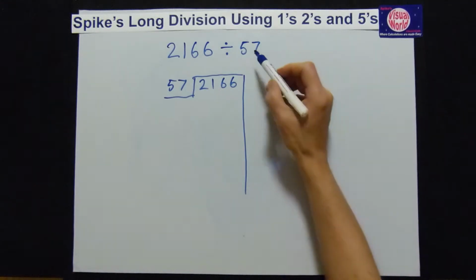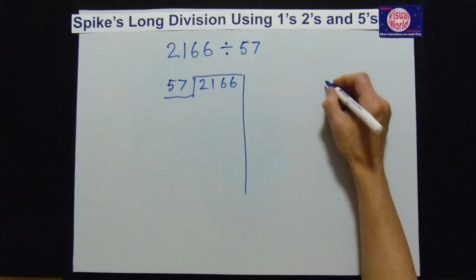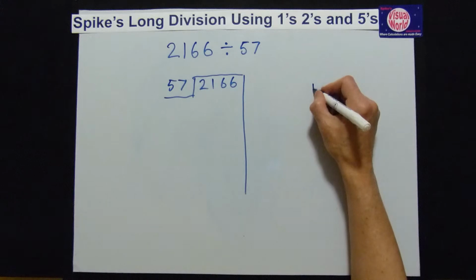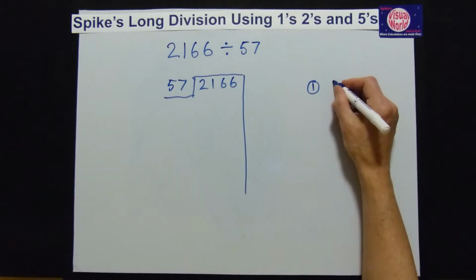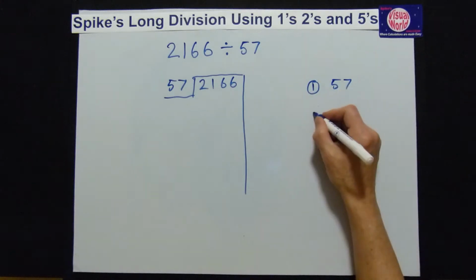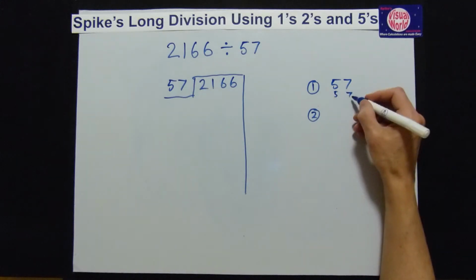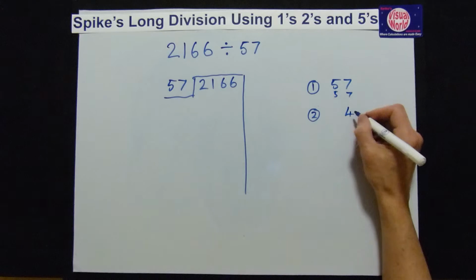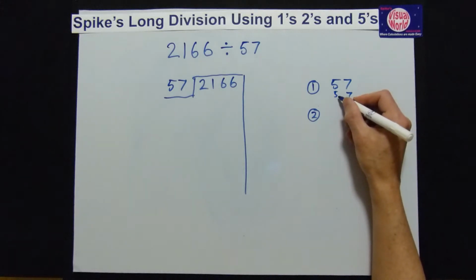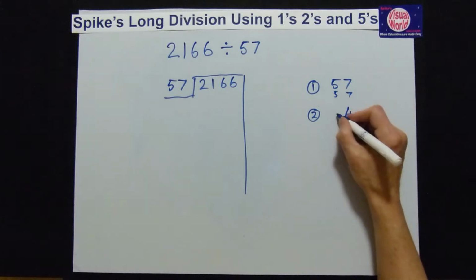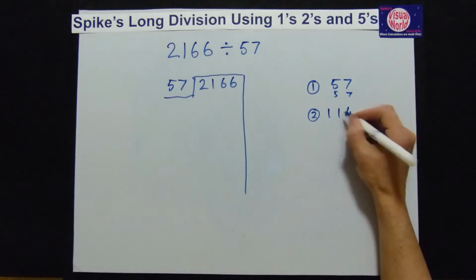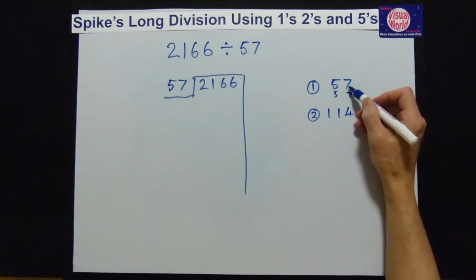So now we're dealing with 57 this time, so we'll find out what one of them is. And one of them is 57. We need two of them. So put another 57 underneath and add. 7 and 7 is 14. 4, 1 onto 10 is 11. Now we need 5 of them.